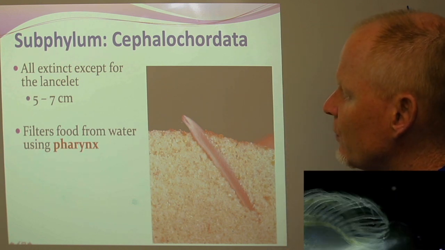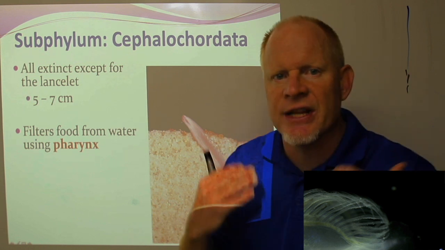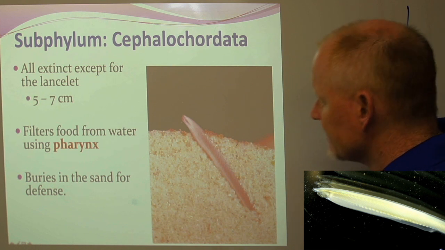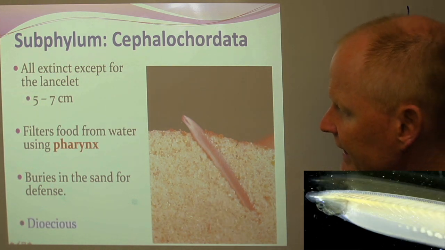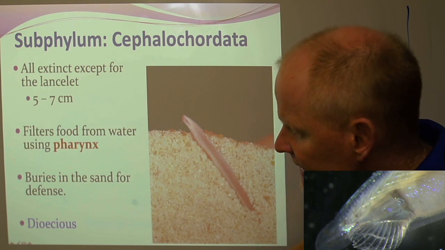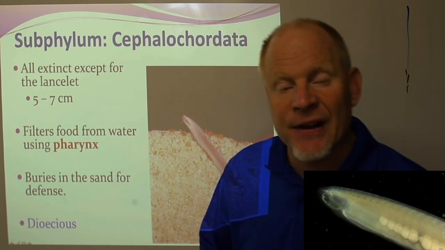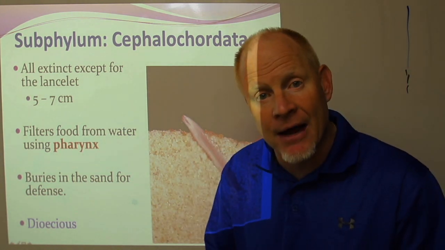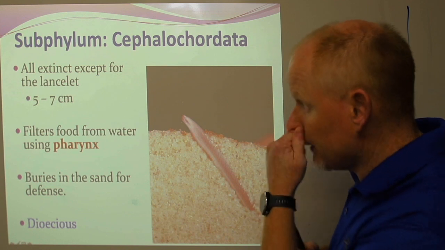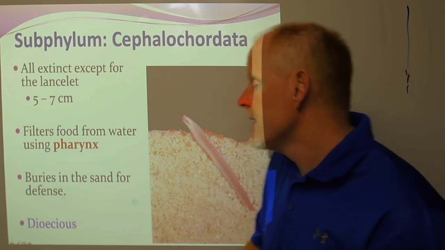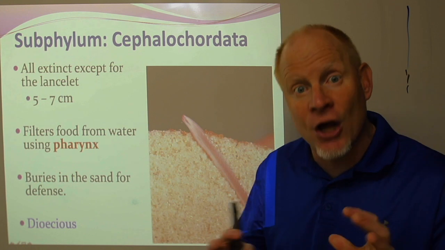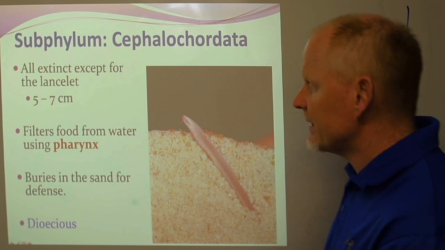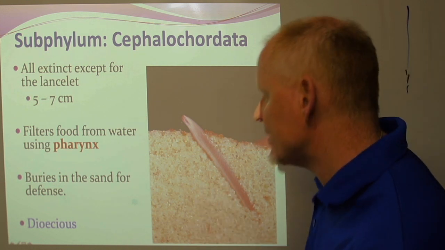They filter food from the water using the pharynx. Again, they use those pharyngeal slits to filter water. The pharynx against the throat. They like to bury themselves for defense. And this particular group is dioecious. So this has to do with how they carry the sex organs. Dio means two houses. So there are separate male and female lancelets. Like us, we're separate male and females. Some of our chordates are monoecious, same house, and have both sex organs in the same individual. But this particular group, the cephalochordates, are dioecious.